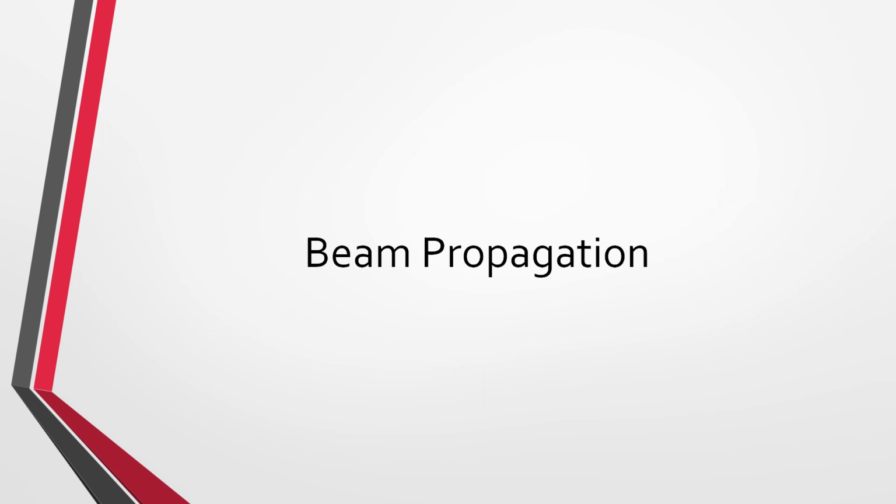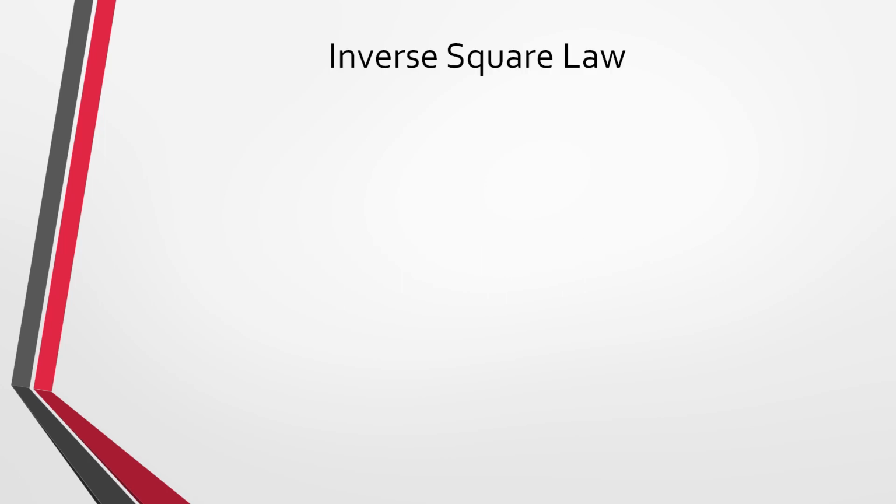We'll go ahead and talk about beam propagation. Once we produce the beam, we have the primary beam coming out. How does it propagate through the air? What are the properties of that? The inverse square law is the main determinant of how many X-rays. So this is where distance comes into play.